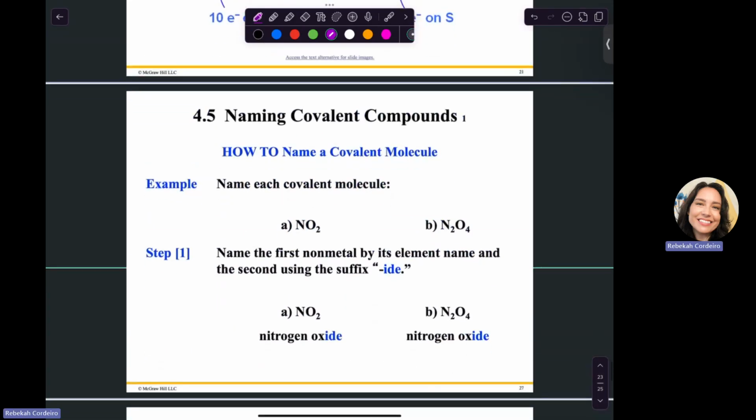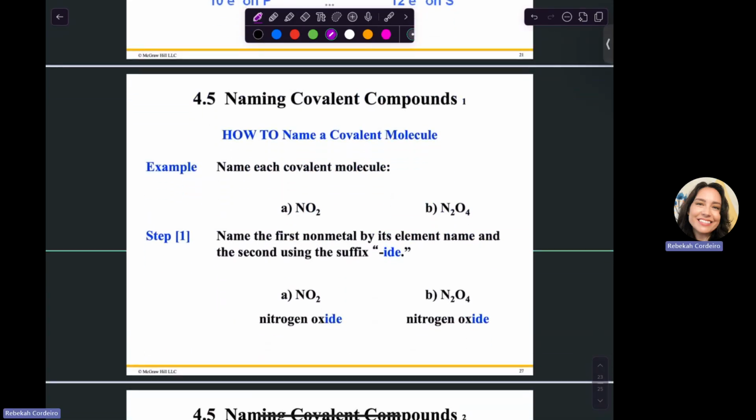And then the last little bit we're going to do is name covalent compounds, and this is easy peasy. And I don't say that about a lot of things in chemistry because a lot of things in chemistry are not easy peasy, and I know this, but this one is. If you're making this harder, you're making it harder. So if you find that this is very, very difficult, it's because you're overthinking it, is what I'm trying to say.